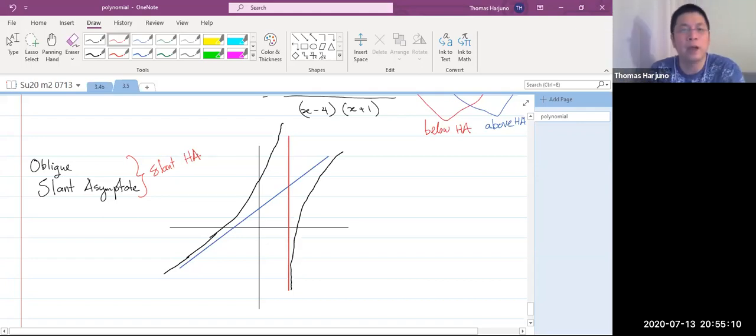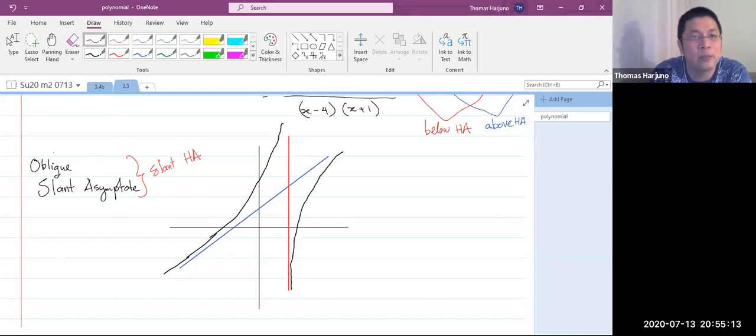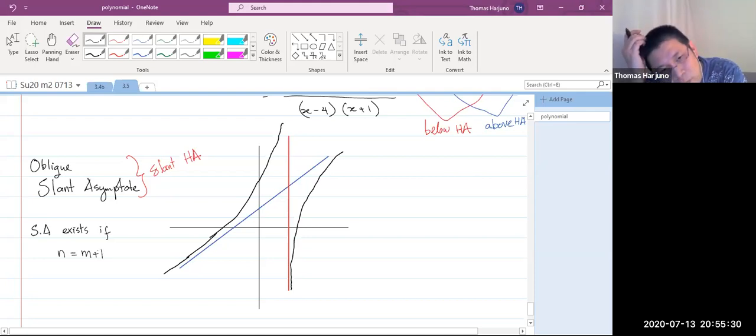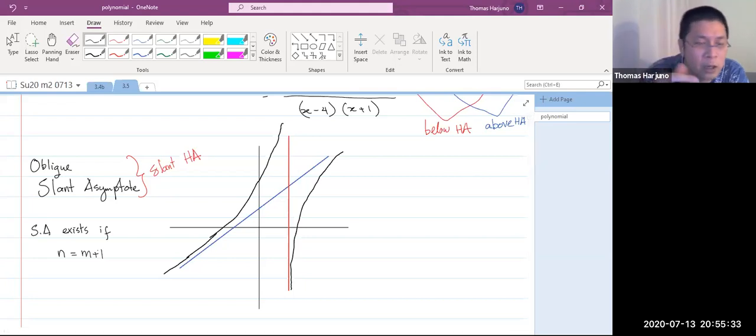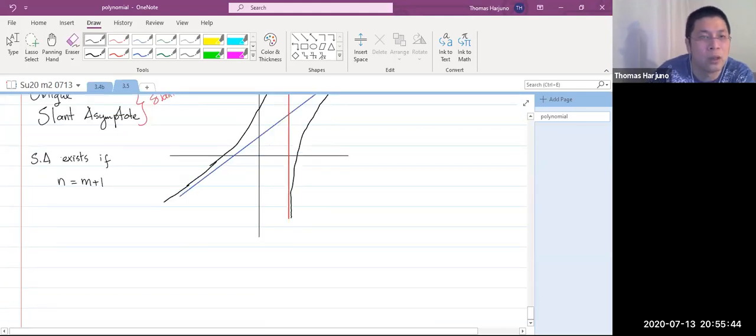Now, how do we find that? A slant asymptote exists if the degree on the top is exactly one more than the degree at the bottom. If the degree on the top is one more than the degree at the bottom, then you have a slant asymptote, and of course no horizontal asymptote. We'll focus on this more tomorrow.